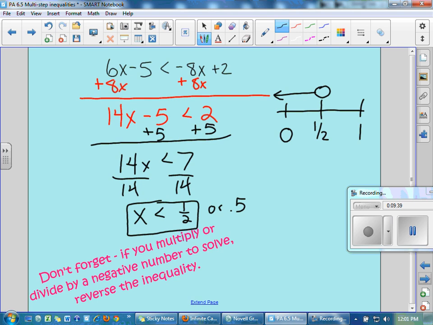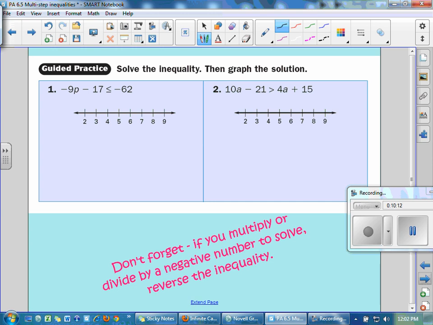Now, what number can I check it with? 0. If 0 is there, pick it. 6 times 0 minus 5 has to be less than negative 8 times 0 plus 2. 6 times 0 is 0 minus 5 is negative 5. Negative 8 times 0 is 0 plus 2 is 2. Negative 5 is less than 2. Is that true? Yes. That's true, so I'm happy. I'm done checking. Now, a little bit of time for you guys to work out these two problems. I'm going to pause the video while you work those out, and then we'll go over the work.